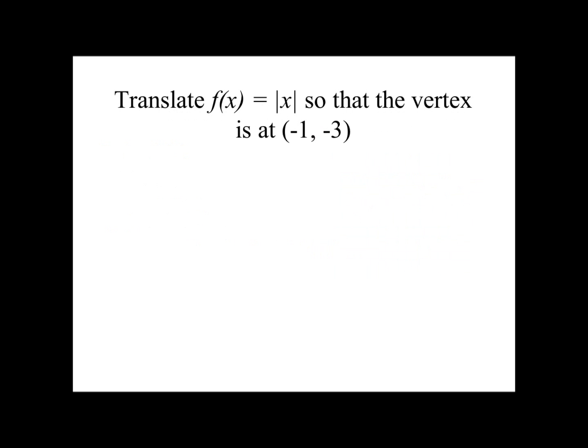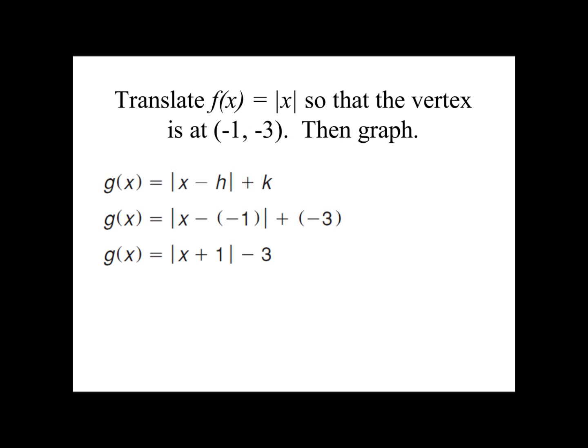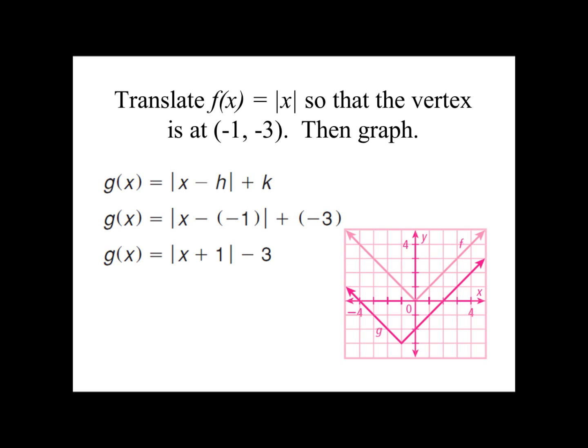Let's translate the absolute value function so that the vertex is at -1, -3, meaning that it's been moved down 3 and left 1. So we're making a change both inside and outside the absolute value. And there's our graph.